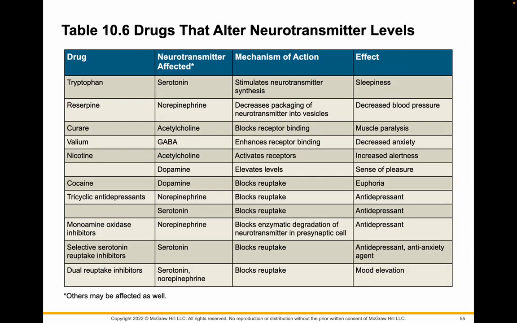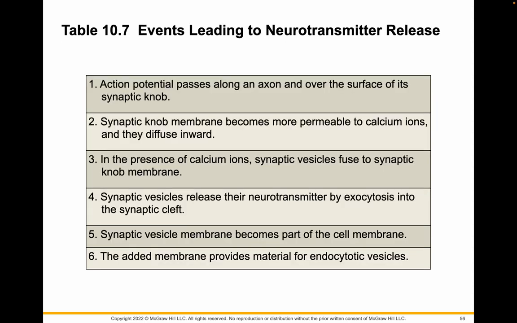Drugs that alter neurotransmitters. Right, tryptophan, remember, that's in your turkey, and so that affects your serotonin. And right after Thanksgiving, what does everybody do? They fall asleep watching the football game. Valium, nicotine and cocaine, other reuptake inhibitors. Drugs affect neurotransmitters, and I'm going to show you a fun thing in a minute.